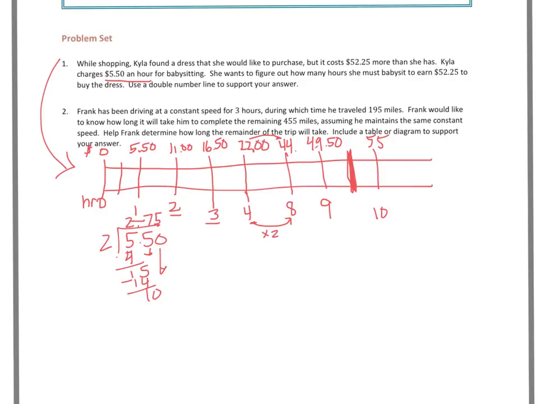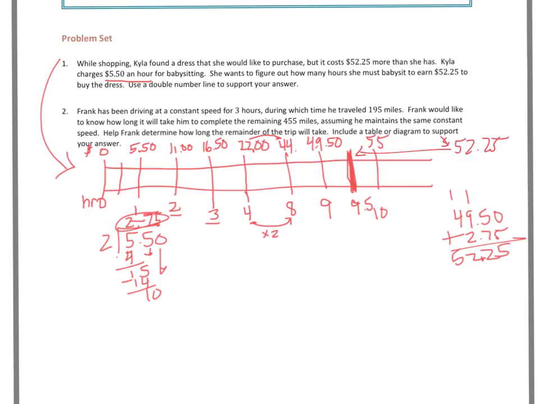So let me try doing 9.5 hours and see how close that gets me. I need to add $49.50 to $2.75, and that looks like it's going to get me right on. So I got $52.25. I don't have room in there to write it, but I'll put it there. So $52.25, and it took her 9.5 hours. So that works for 1.